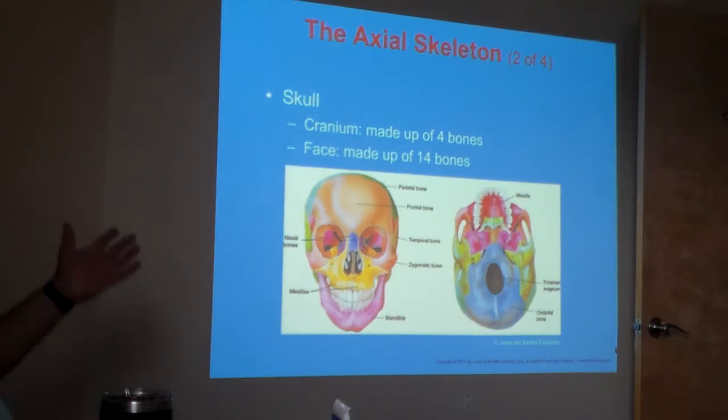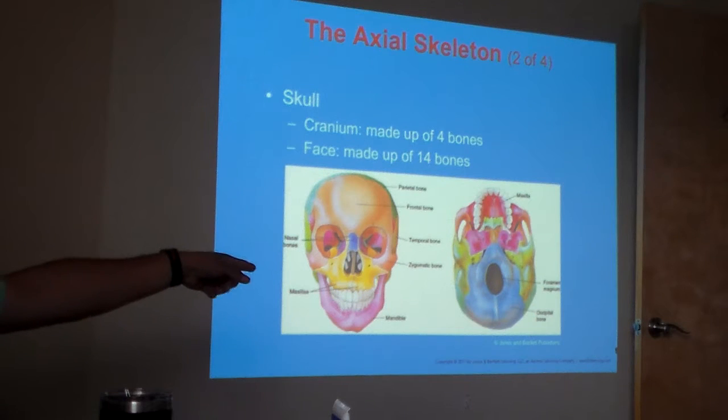Okay? And then there are 14 bones of the face, and those are all listed here. Okay? The major ones that we like to talk about are the zygomatic bones. Those are the bones that form the cheek. The maxilla, which is the upper jaw. Okay? And then you have the mandible, which is the lower jaw.